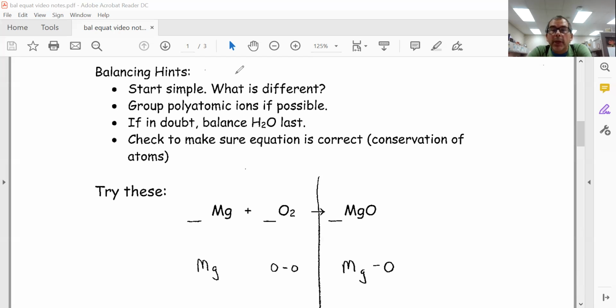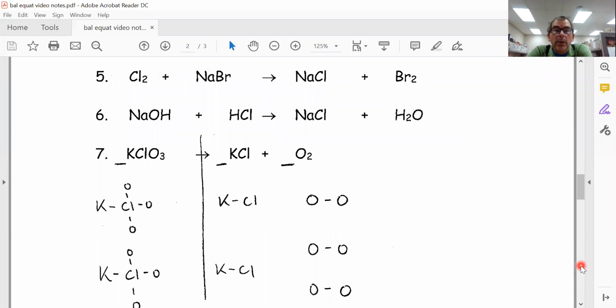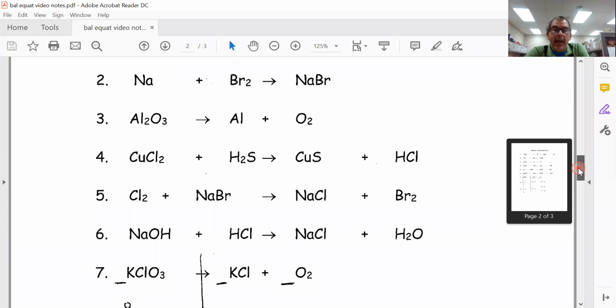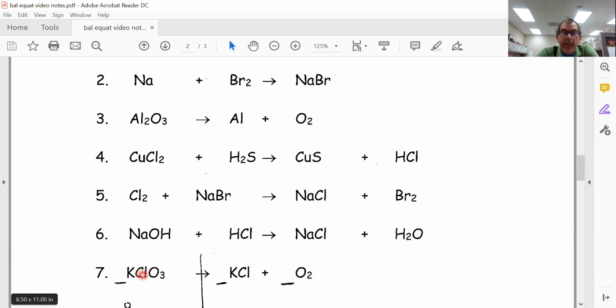Let's roll this up. Let's try this again. All right, I'm going to look at this example on page number 4. I got KClO3, and then I got the yield. So that's going to be my dividing line, forms KCl and O2.